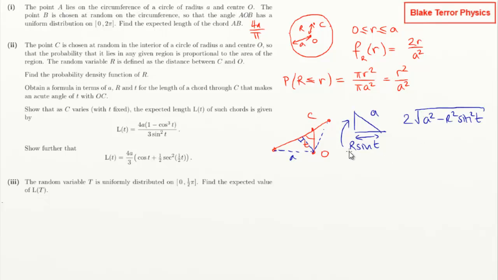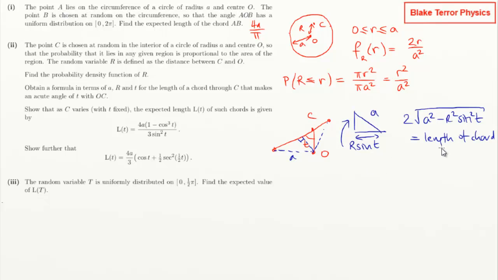Okay, so we obtain the formula for the length of the chord through C. So this equals the length of chord. Right, now what do they want? Show that as C varies with T fixed, the expected length LT of such chords is given by this.